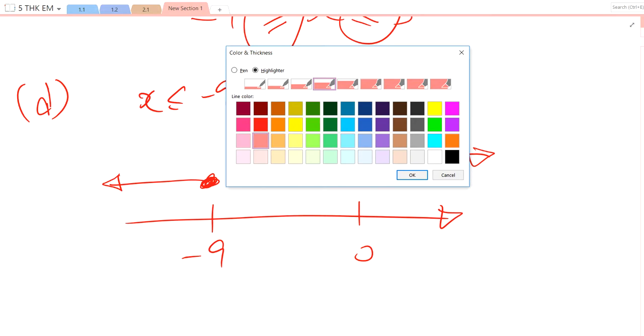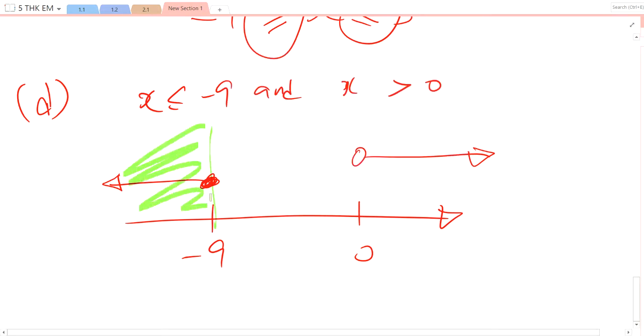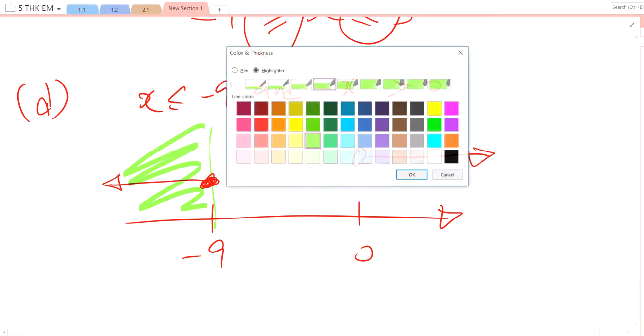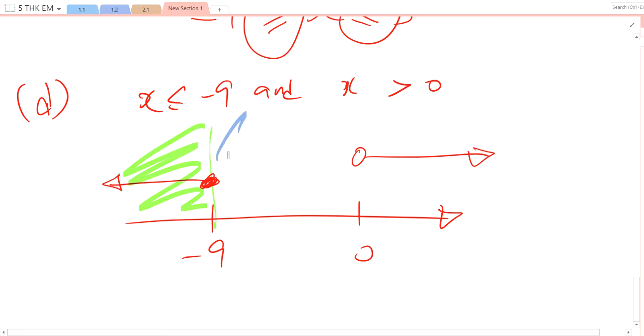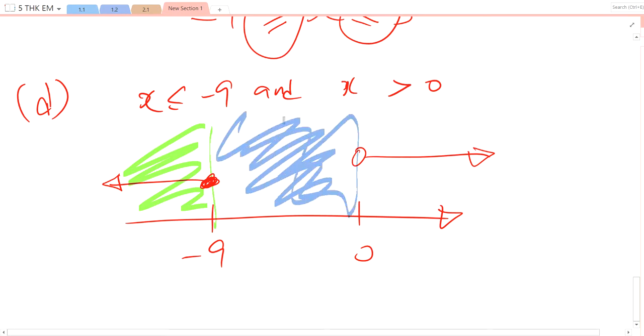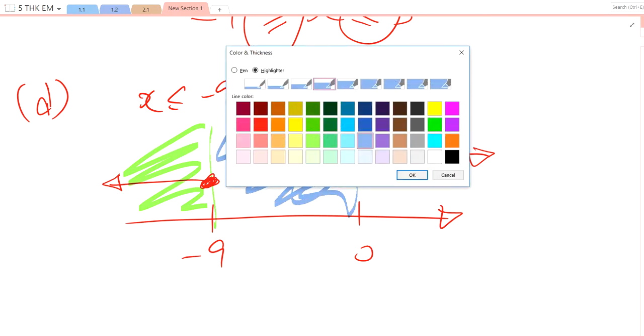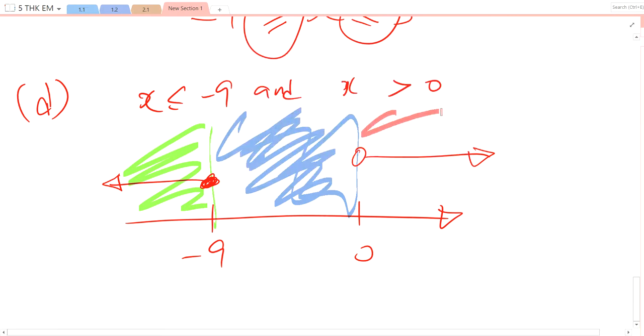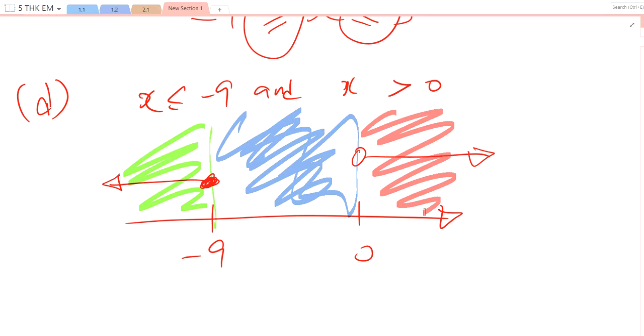How many regions do you see? Let me highlight the regions. I've got one region over here, another region over here, and I've got my last region on the right. Okay, which of these regions shows an intersection? None. There is no area of intersection.